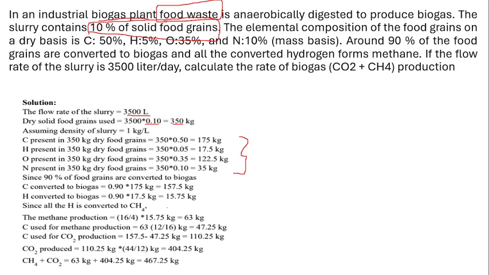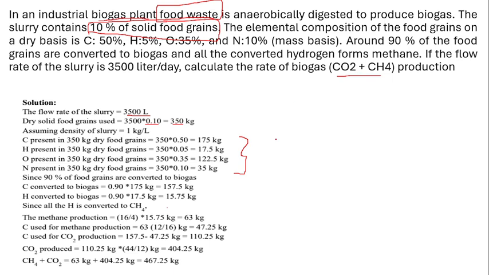Okay. Now, one more piece of data given in the question: among this 350 kg, we have found the CHON composition, but only 90 percent of the food grains are converted to biogas. So the efficiency is not 100 percent. Out of the 100 percent of our feedstock, only 90 percent is converted to the biogas. So we need to find what the components for biogas production are. Mainly the carbon, oxygen, hydrogen. These are the components there, right?